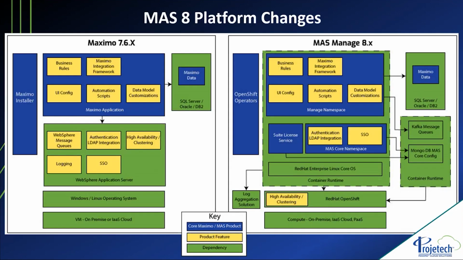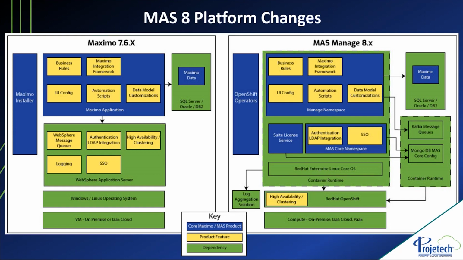On this first slide, we've got the MAS 8 platform change slide that shows Maximo 7.6x next to MAS 8. Mind you, this is very focused on the Maximo we know today, so the managed namespace, as opposed to the entire suite of apps that come with MAS. As you can see, that blue box in the top of both diagrams looks pretty similar to each other. That's really because the managed namespace is encapsulating the Maximo we know today, so there's not a ton that's changing there.